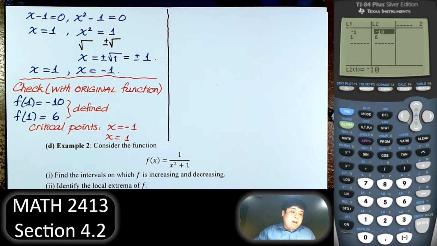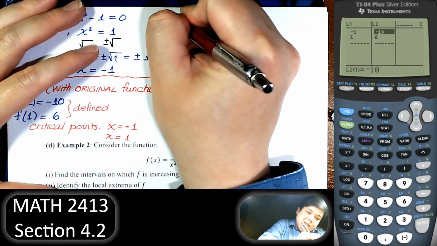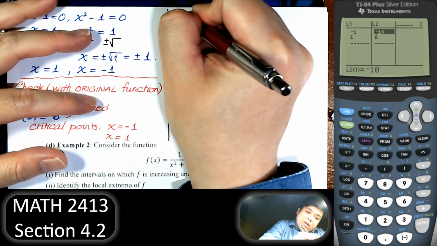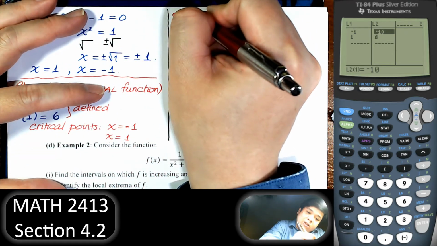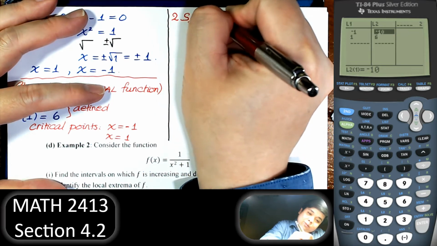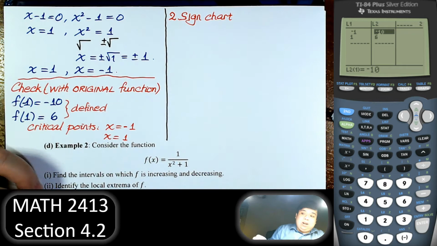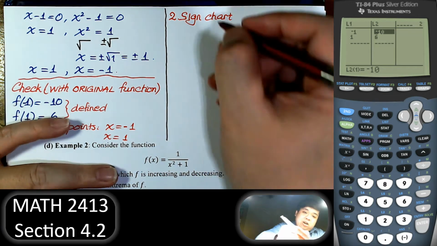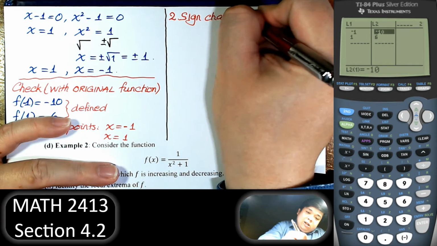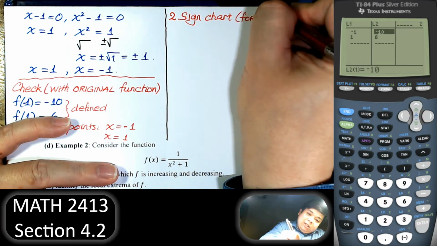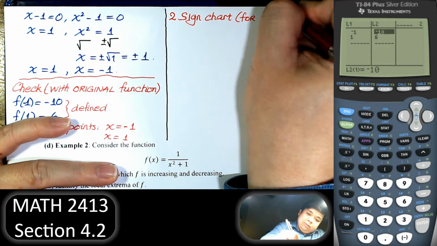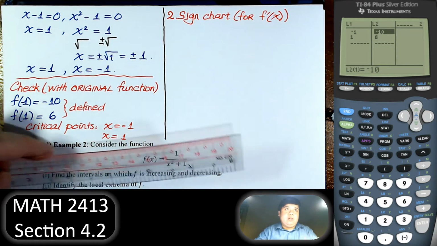The second step is to put it in a table, I mean the sign chart. So the second step is to do the sign chart, so we can find the maximum, minimum, or increasing or decreasing. And the sign chart for the derivative, of course. So let's draw the sign chart.